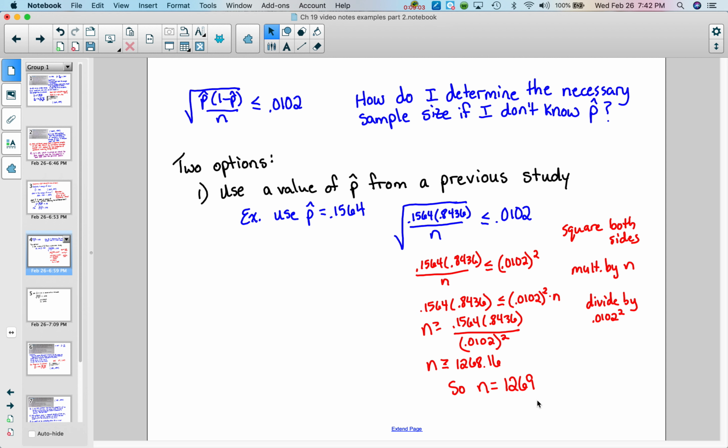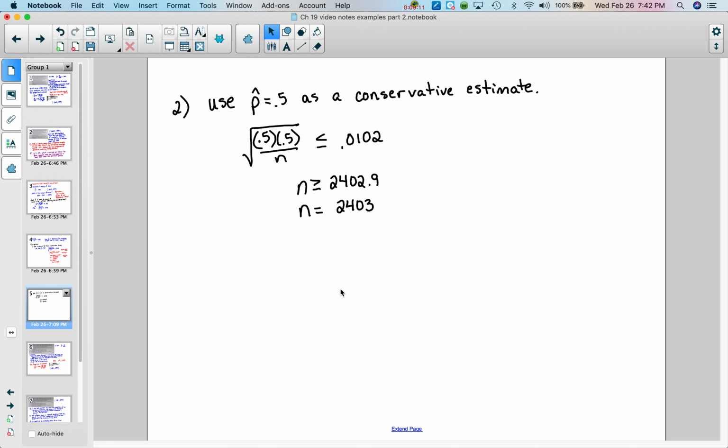That's one option. But sometimes you don't even know a p hat value from a previous study. You might not have that. So what do you do then? Well, in that case, you use p hat equal to 0.5 as a conservative estimate, because this is going to give you the largest sample size, which is why it's a conservative estimate. So if you plug that in for p hat and 1 minus p hat divided by n, and I did not go through the math on this one, you can verify that, you get n is greater than or equal to 2,402.9, which means n would have to be 2,403.